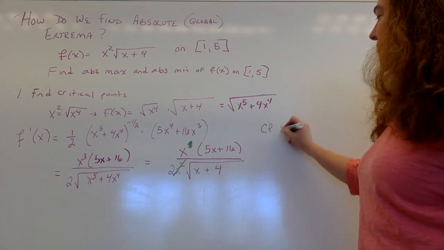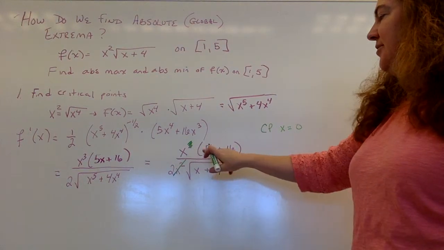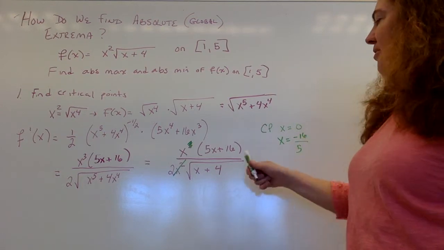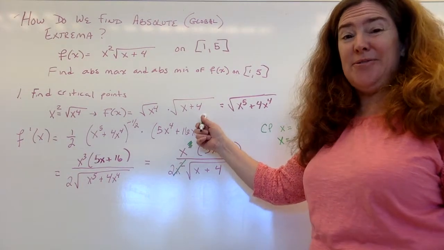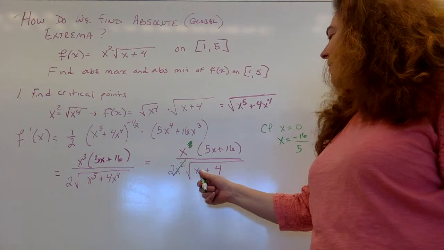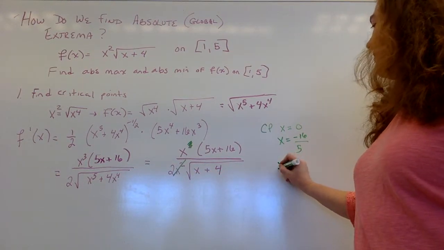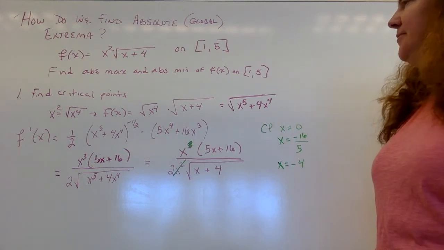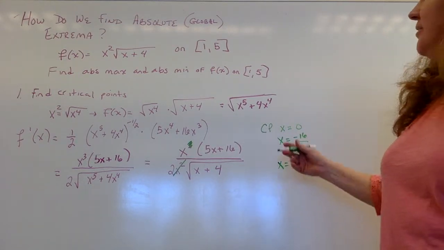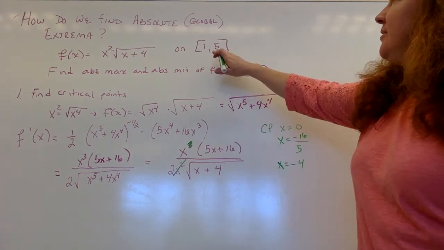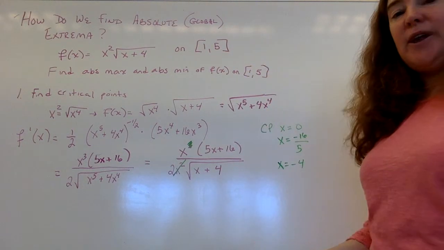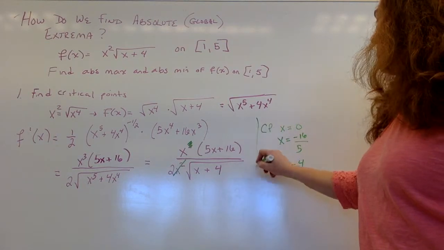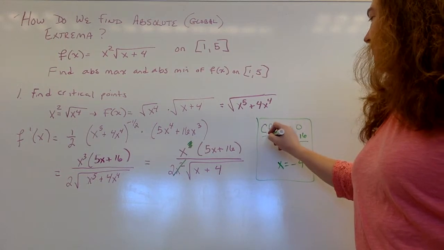So for my critical points, set your numerator equal to 0 and your denominator equal to 0. From my numerator, x is 0, x equals negative 16 over 5. I wrote the wrong number down. I was supposed to write a 3 here, and then it works out really nicely, but I goofed. And then x plus 4, so negative 4 is a critical point. So I have 3 critical points, all right? And I need to check my critical points here and my endpoints. Whatever has the biggest y value is the absolute max. Whatever has the smallest y value is the absolute min.